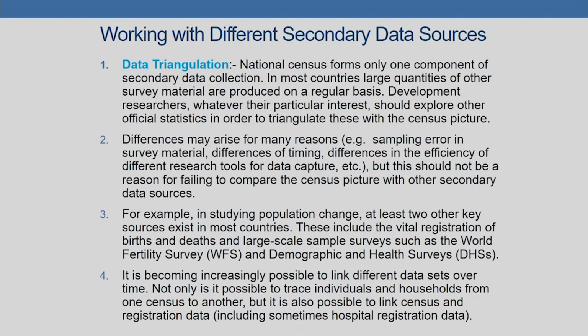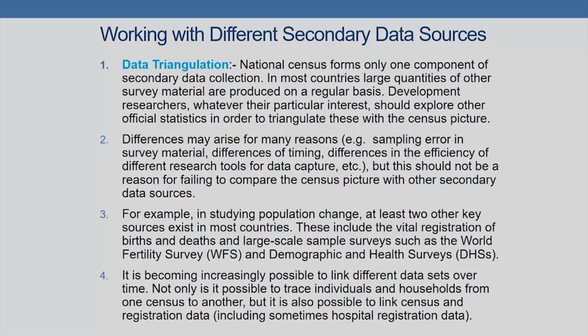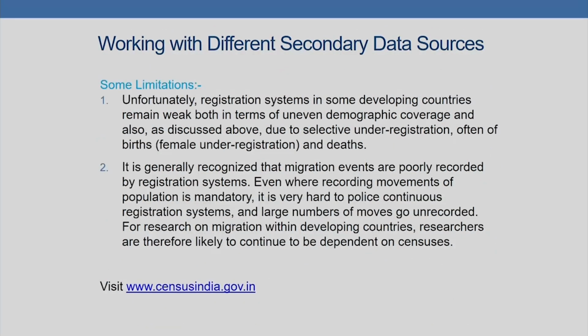For example, in studying population change, at least two other key sources exist in most countries. These include the vital registration of births and deaths and large scale sample surveys such as the World Fertility Survey and Demographic and Health Surveys. These can be compared with census. It is becoming increasingly possible to link different data sets over time. Not only is it possible to trace individuals and households from one census to another, but it is also possible to link census and registration data, including sometimes hospital registration data.